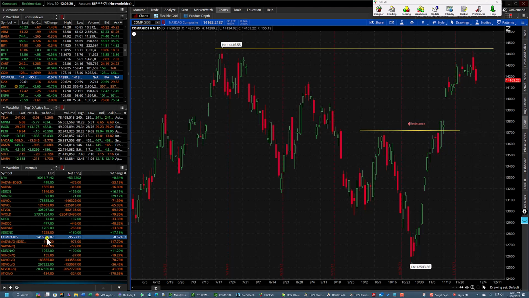Now, if you look over here, you'll see the internals, and advancers are actually 1816 compared to 1964 decliners, so it's about flat here. But if I go up to the NYA, the advancers are leading the decliners. So this is an ugly candle, but the internals are actually pretty decent today.